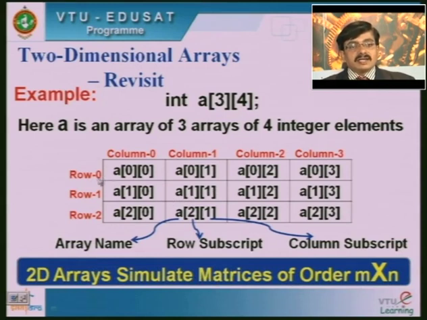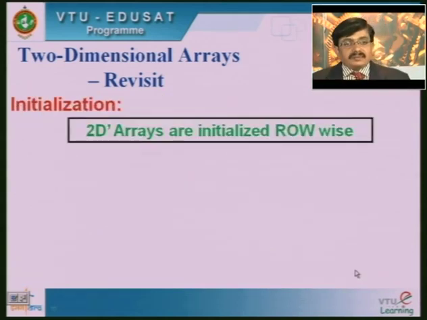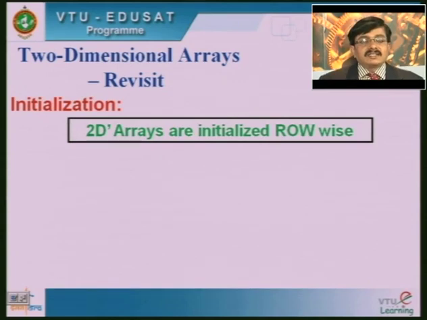We have m number of rows and n number of columns based on the size of the two-dimensional array we specified there. So a two-dimensional array simulates a matrix of order m cross n. Now consider how exactly the elements of the two-dimensional array are initialized. The 2D arrays are initialized row wise.